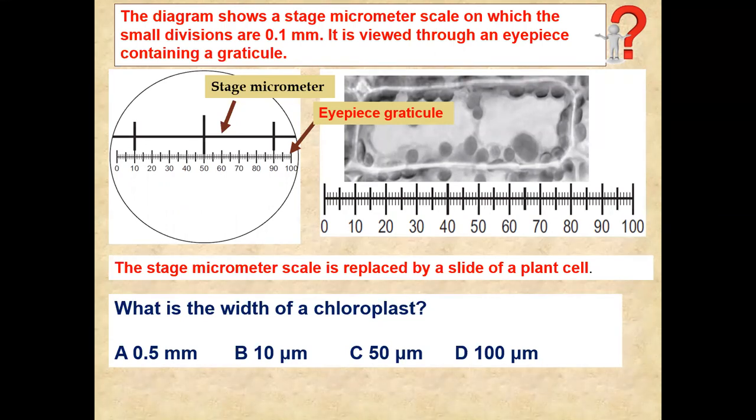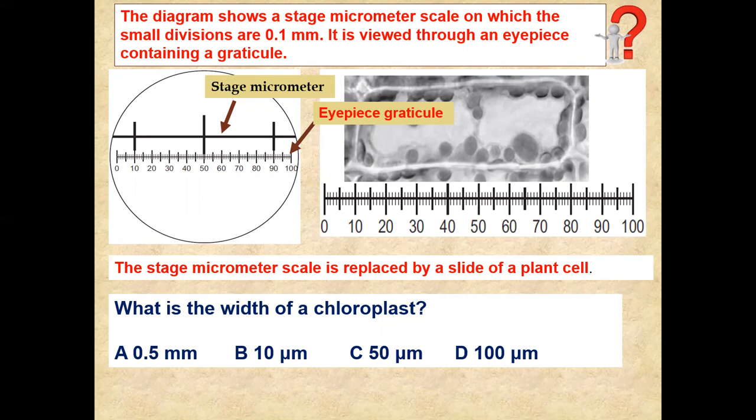While the eyepiece reticule consists of 0 to 100 units, and its smallest unit we have to measure with the help of the stage micrometer. So first we shall measure the smallest unit of the eyepiece reticule. After that, we shall measure the width of the chloroplast. Then we will multiply the number of eyepiece reticule units covering the width of the chloroplast in the plant cell, and we will get our answer. So let's proceed to the question.